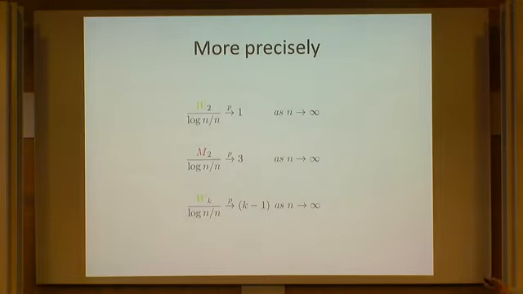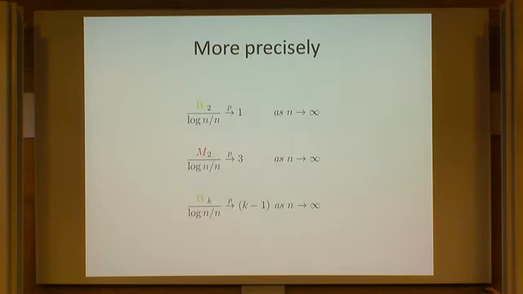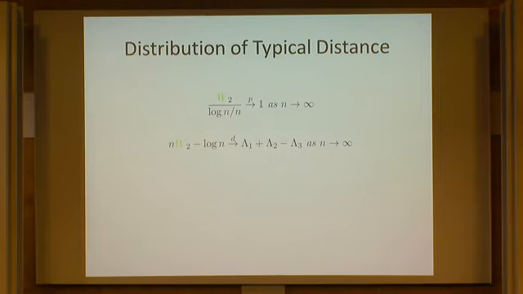Okay, and so I'll use the tilde notation a lot just because it's lighter, but there's a more precise statement of all these results. So what you're saying is that if you scale these random variables by log n over n, they converge in probability to these deterministic limits. You can also ask about fluctuations.